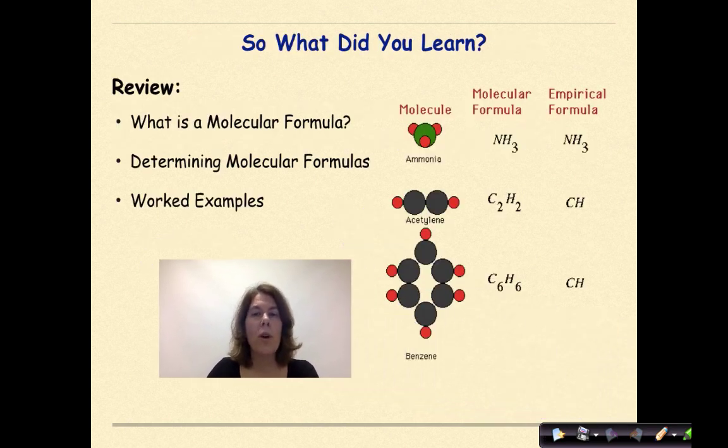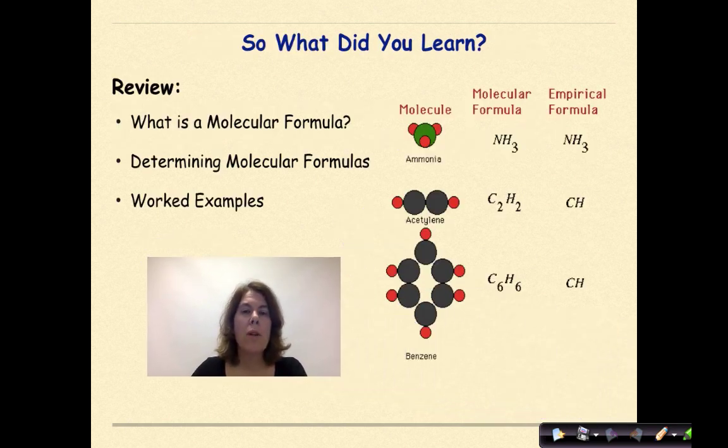So what did you learn? We talked about what is a molecular formula, and then we worked on determining the molecular formulas, and then finally did some worked examples at the end.